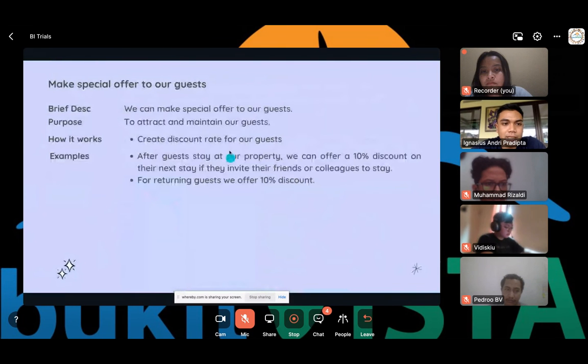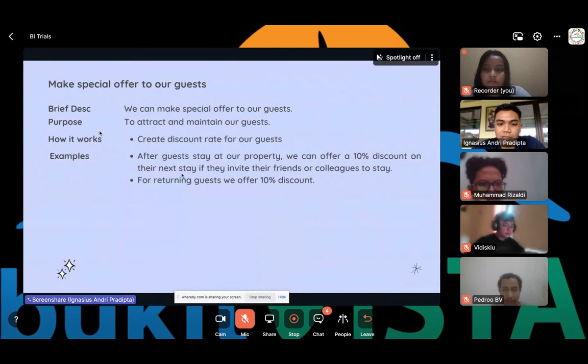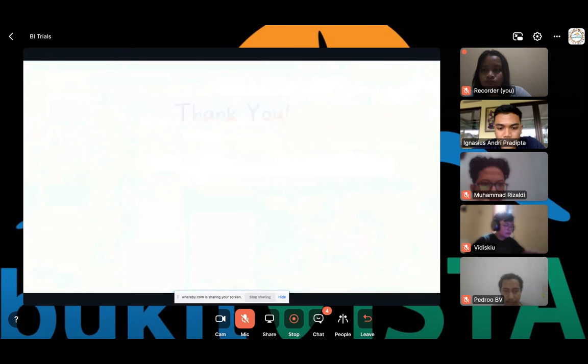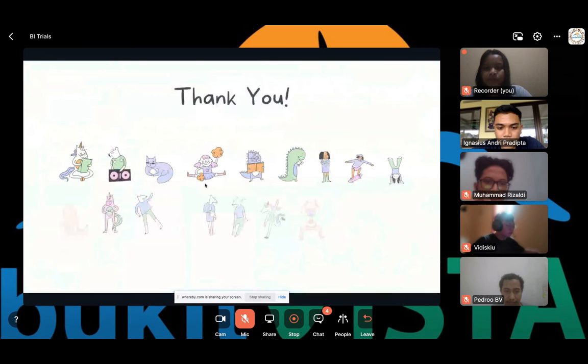The last one is making a special offer to our guests. The purpose is to attract and maintain our guests. For example, after guests stay in our property, we can offer a 10% discount on their next stay if they invite their friends or colleagues to stay. The second one is for returning guests, we offer a 10% discount. Maybe that's all from me.